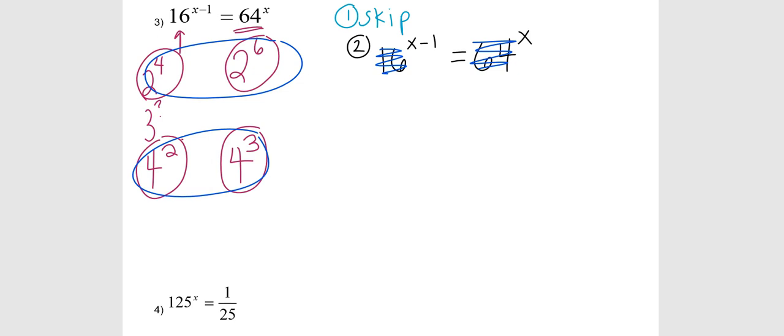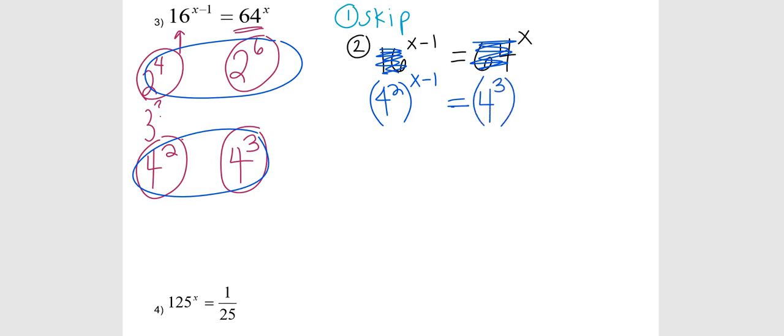So I'm going to go ahead and use 4 squared. So 4 to the 2nd power is 16. So I'm taking the 16 out, but everything else remains the same. I'm going to take out the 64 and replace it with 4 to the 3rd.